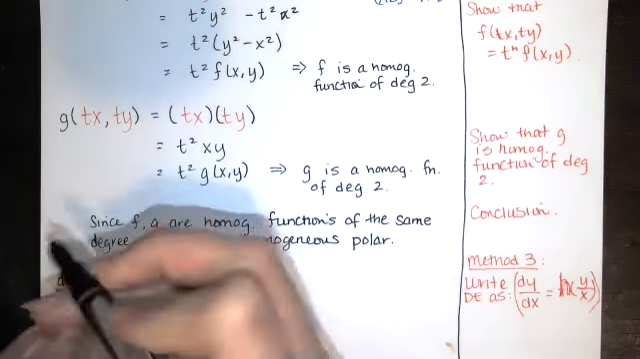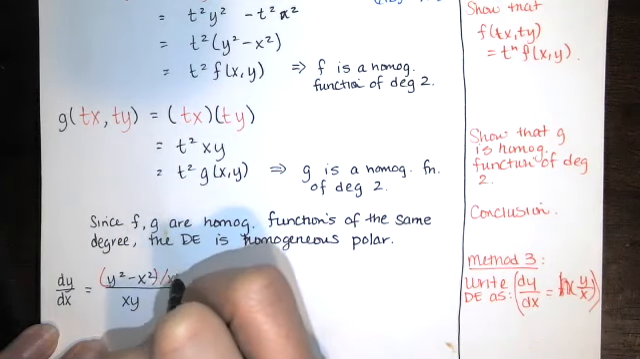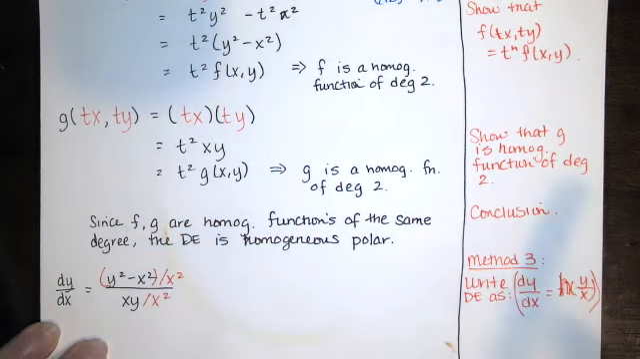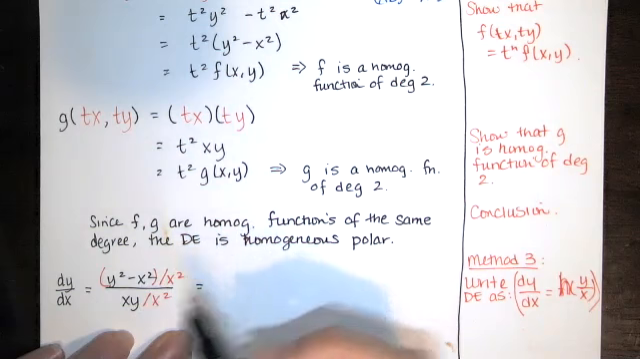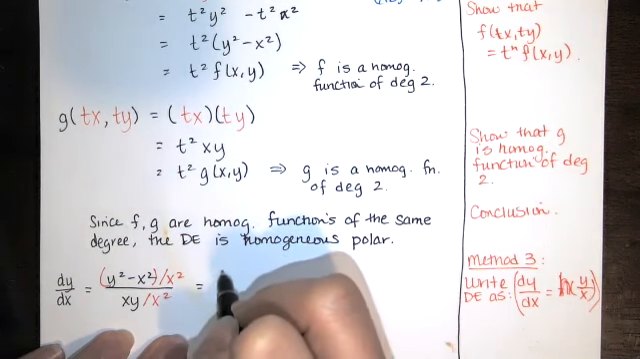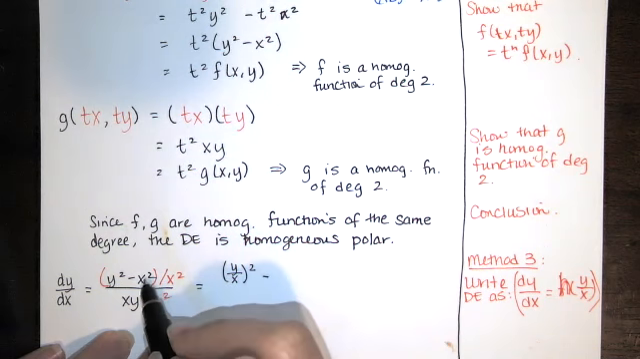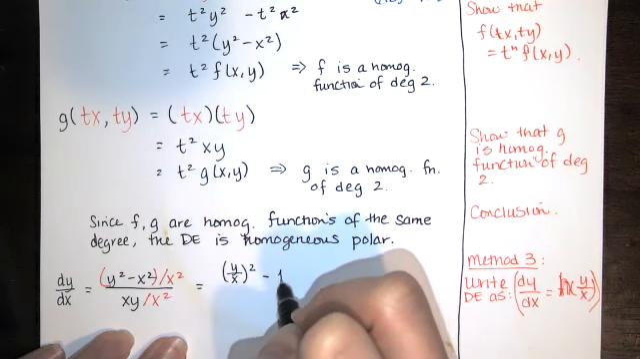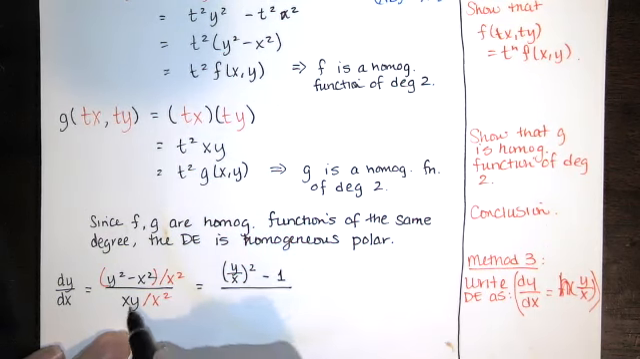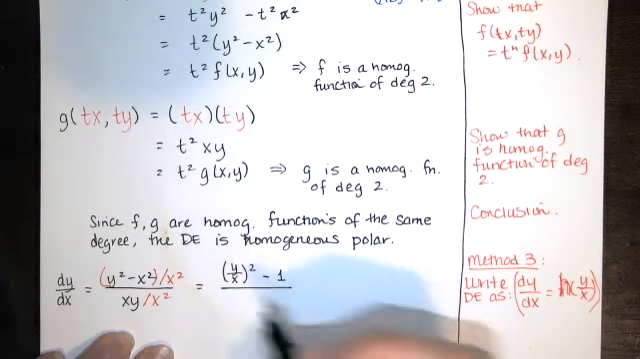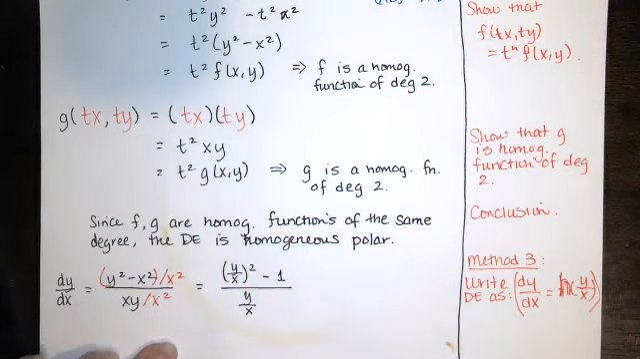And we're going to divide the numerator by x squared, and we're going to divide the denominator by x squared. We've got y squared over x squared, which can be written as (y over x) squared. X squared divided by x squared will just be a 1. And then this xy over x squared will reduce to y over x.